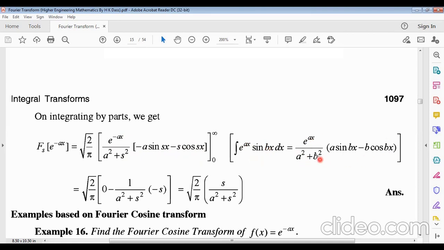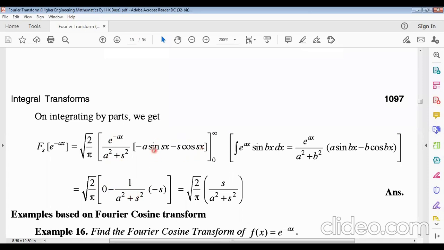Then putting here, we get this one. Now upper limit will be infinity and lower limit will be 0. So root over 2 by pi, just putting upper limit e to the power minus infinity. Okay, e to the power minus infinity means what? We have already known. e to the power minus infinity means 1 by e to the power infinity. 1 by e to the power infinity means what? 1 by infinity. 1 by infinity what? 0. This is why 0 divided by something will always be 0, minus s square plus s square.